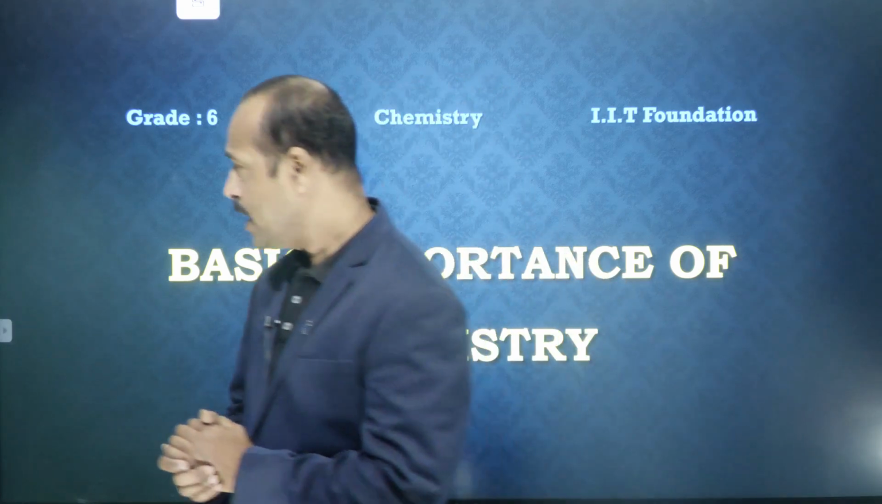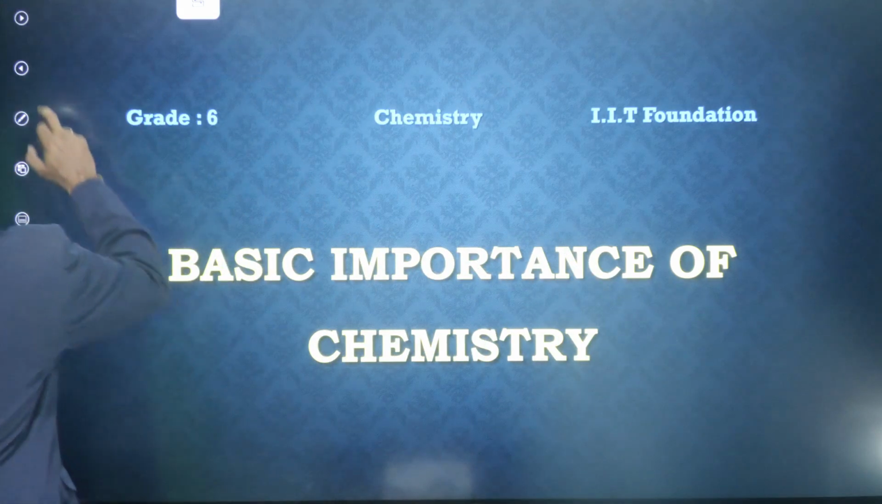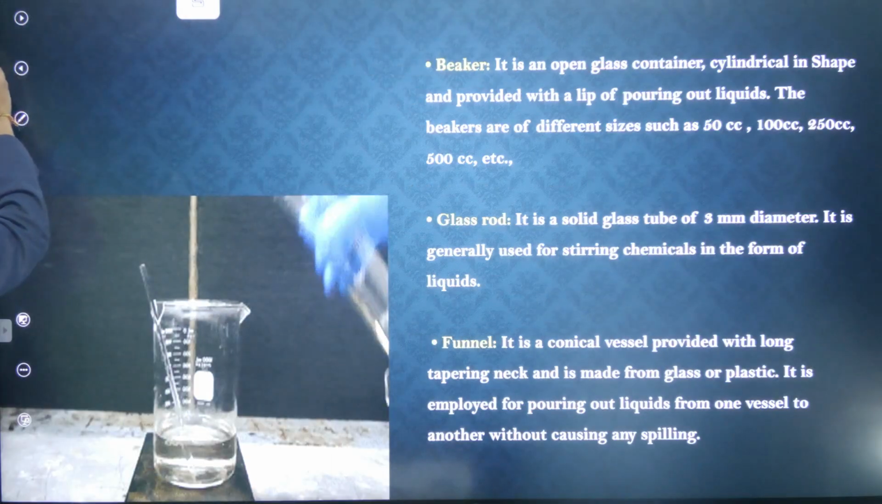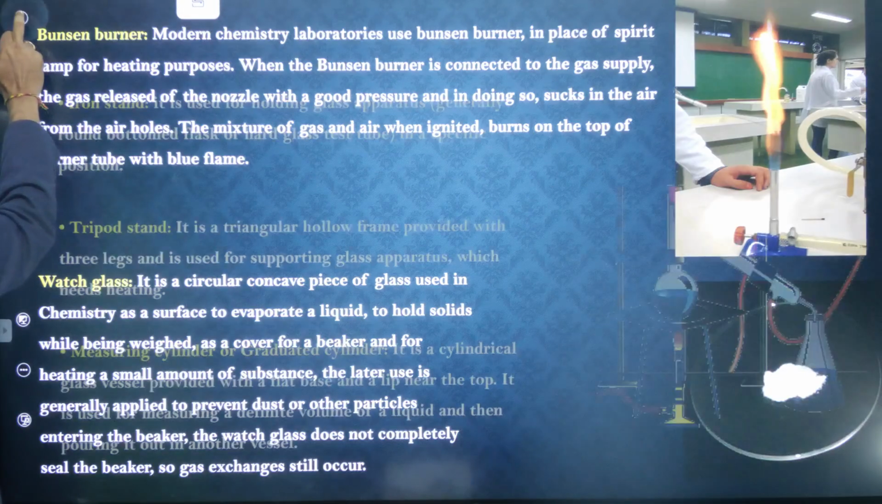And in grade 6 chemistry we are doing the basic importance of chemistry. We completed the first lesson, and we started the second lesson. In the second lesson we are discussing some of the important apparatus that we use in the laboratories, along with some other topics.